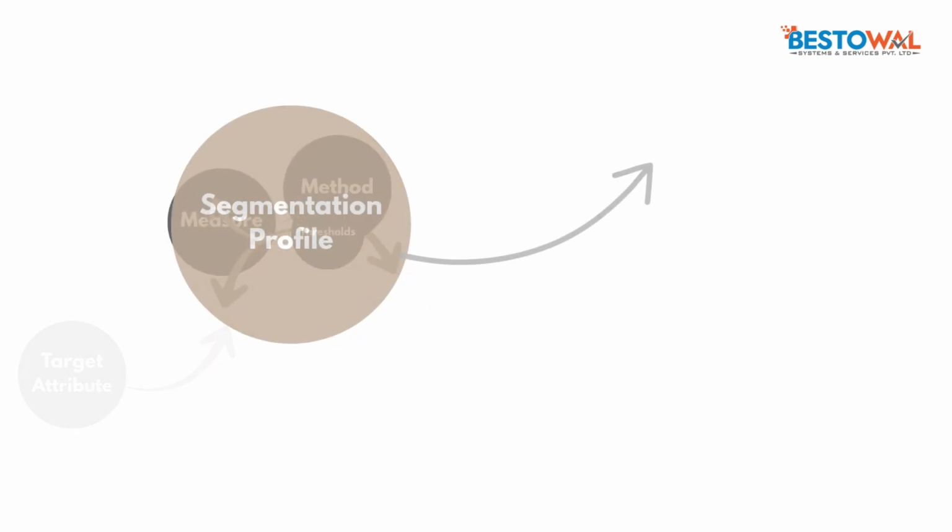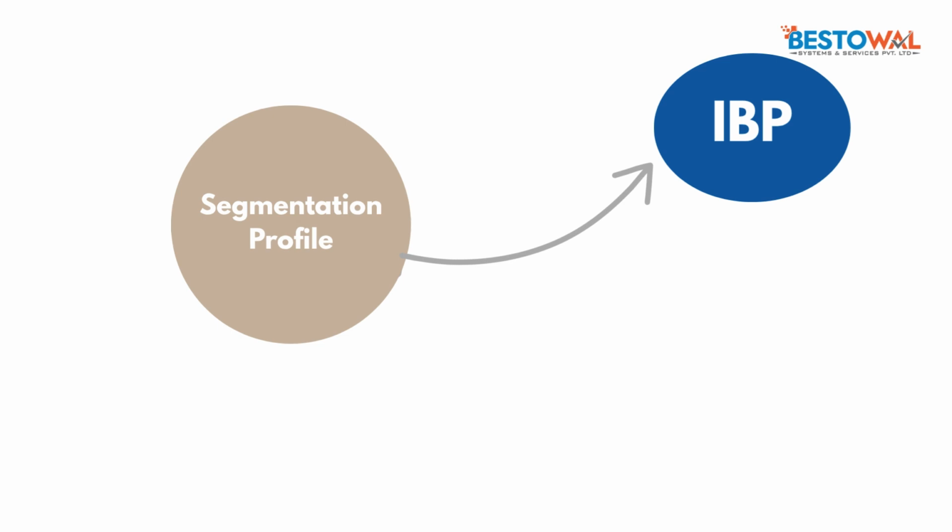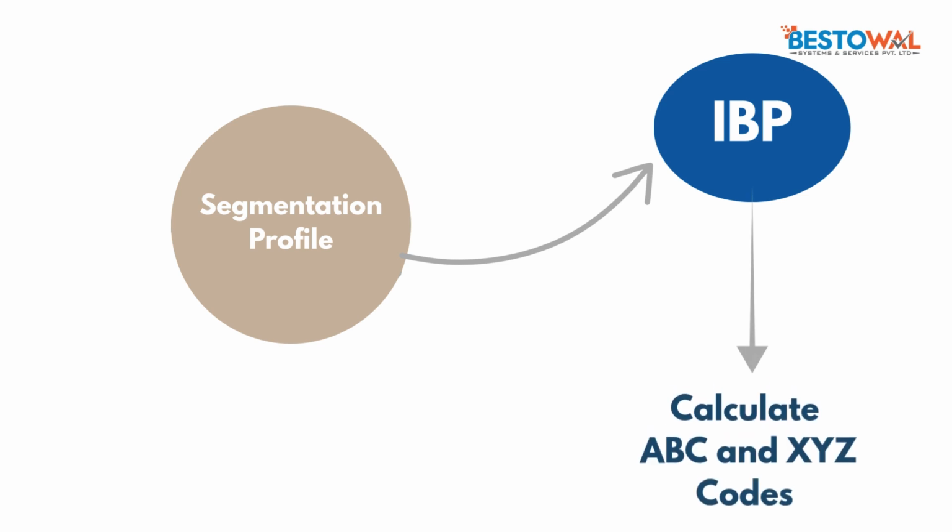Then you set up and run an application job in IBP. This job basically tells the system, okay, take the segmentation profile, apply it to this set of products using this historical data, and calculate the ABC and XYZ codes. We don't need every mouse click, but what's the key outcome here? Why is running this job and getting, say, A written to the ABC code attribute so important?